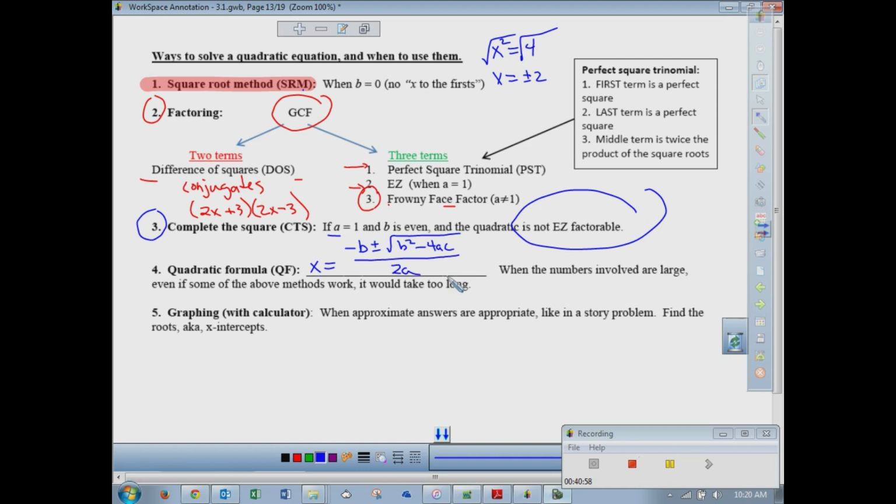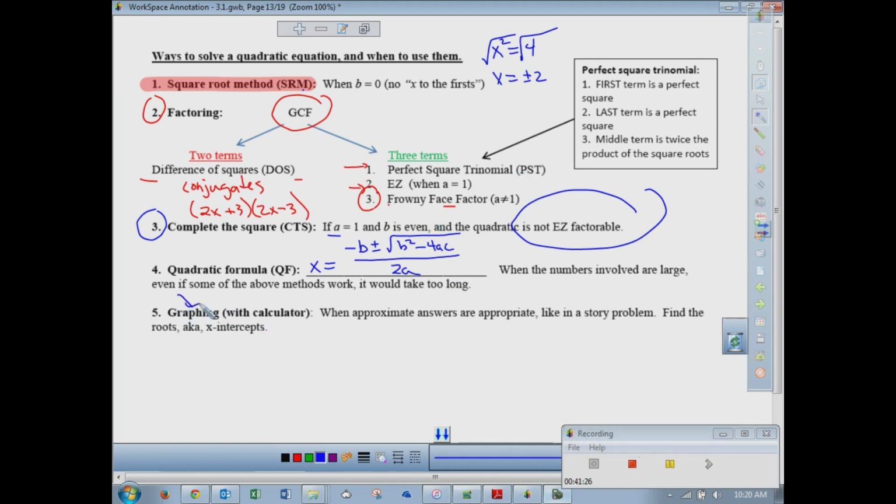And when would I use the quadratic formula? I mean, it works every time, but sometimes it's just a mess. It's just way too long. If you can factor something, it takes you 3 seconds. Do the quadratic formula, it takes too long. When would I use it? When the numbers are really large, even if some of these work, but when there's really big numbers, I'd rather use the quadratic formula because I don't want to find 2 numbers that multiply together to be 3,085 and add together to be 264. It's like I just don't want to do that. It's like that's way too big of numbers.